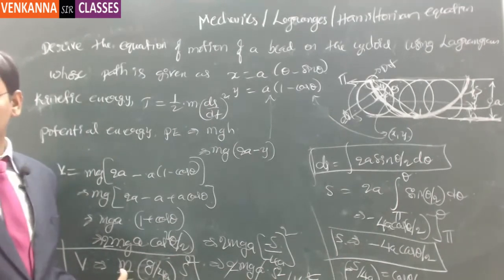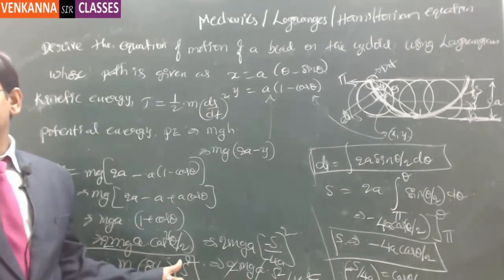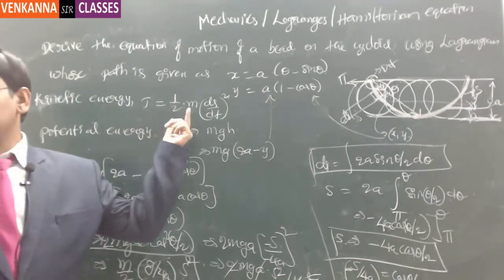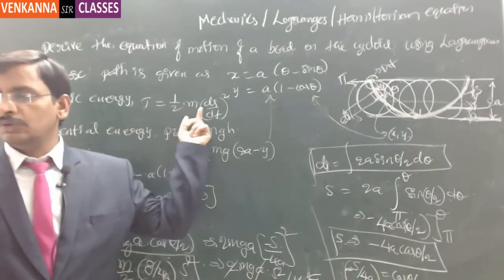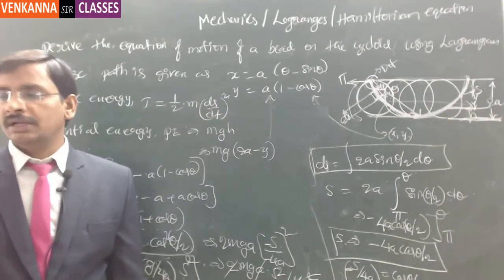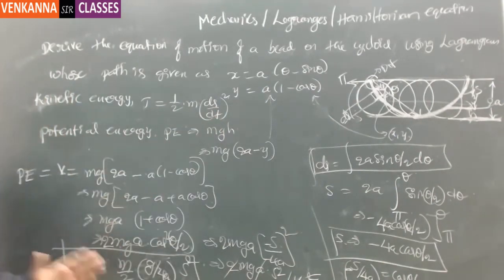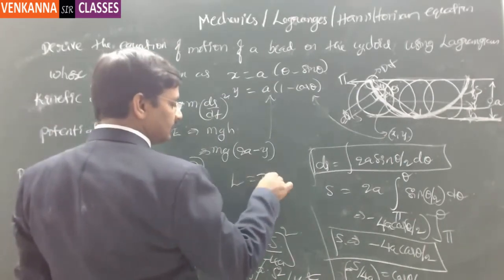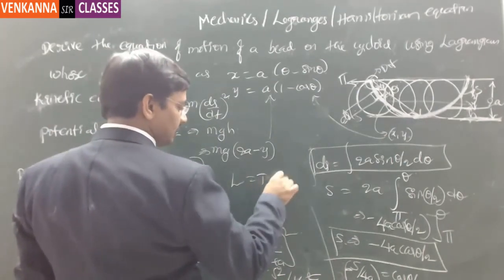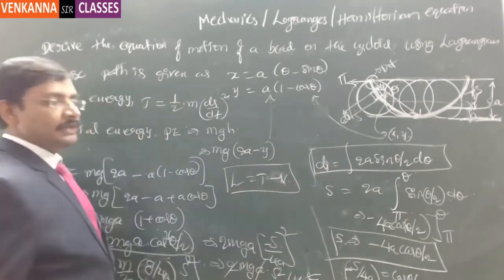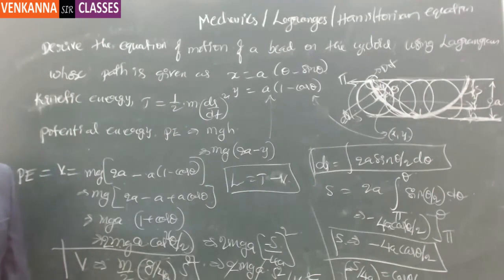Understood? So m by 2 times g by 4a s square is nothing but the potential energy, and the kinetic energy is given as half m into (ds by dt) whole square. So this is the kinetic energy. Now based on this understanding, you can find the Lagrangian as the kinetic energy minus the potential energy. So you have to find this L value and then apply the Hamiltonian equation.